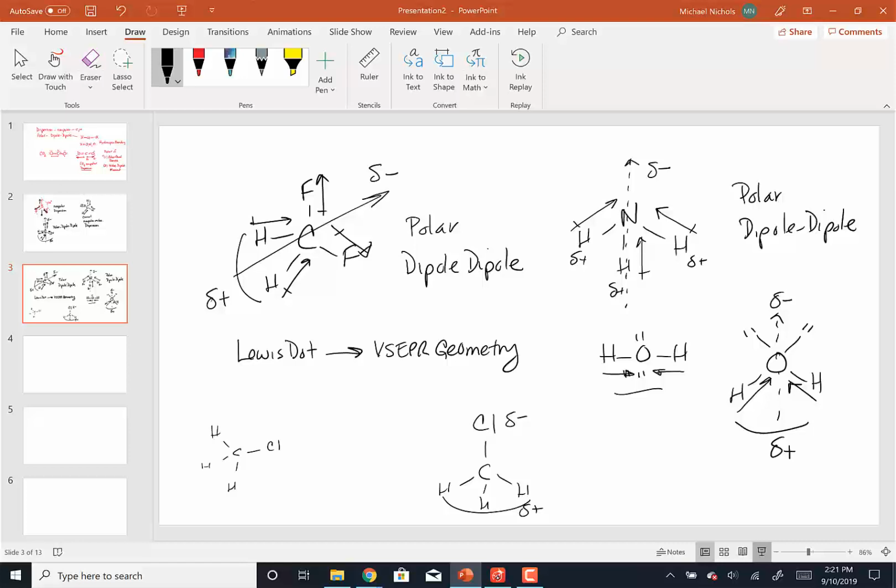what is called methyl chlorides, and I put them together, they would line up so that the delta minus part of the molecule, of one molecule, was attracted to the delta positive charge of the other. And so that would be your dipole force, intermolecular force. Okay, and then we can do another one here.